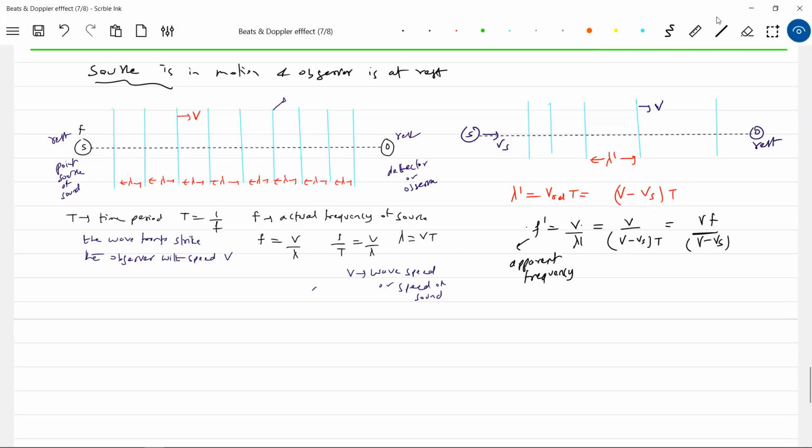Okay, got this one. So if the source moves towards the observer, and the observer is at rest, the source will generate a signal of frequency f, but it will be received at frequency f dash. So this is the apparent frequency, f is the actual frequency. Already I wrote it. Now the source, let him move away.